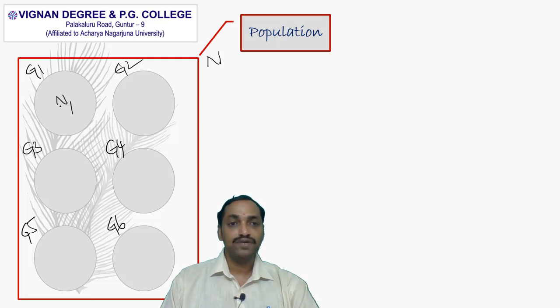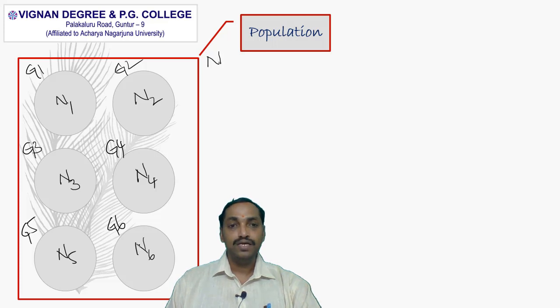Group 1 consists of capital N1 number of elements. Group 2 consists of capital N2 number of elements. Group 3 consists of capital N3 number of elements. Group 4 consists of capital N4 number of elements. Group 5 consists of capital N5 number of elements. Group 6 consists of capital N6 number of elements. So that capital N is equal to summation i equals 1 to 6 of capital Ni.